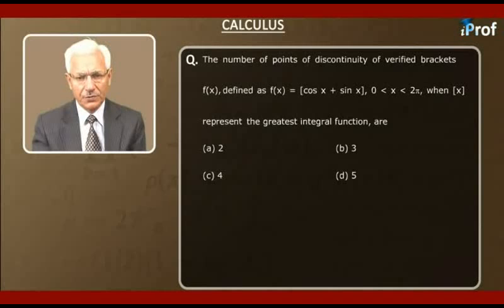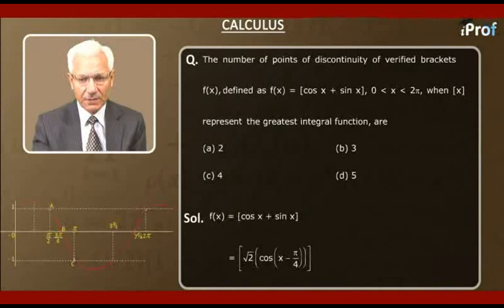The number of points of discontinuity of f(x) defined by f(x) equal to greatest integer of cos x plus sin x, 0 less than x less than 2 pi, where the vertical brackets represent the greatest integer function. Options are A, 2, B, 3, C, 4 and D, 5.